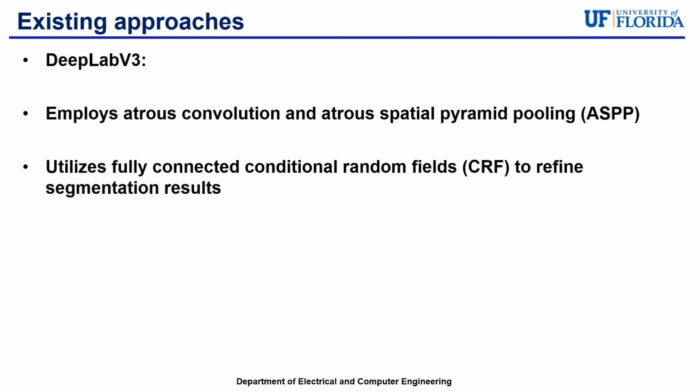Next one is DeepLab v3. It was developed by Liang-Chieh Chen in 2017 and is an advanced semantic segmentation model that employs atrous convolution and atrous spatial pyramid pooling to capture multi-scale context. The model also utilizes fully connected conditional random fields to refine segmentation results.